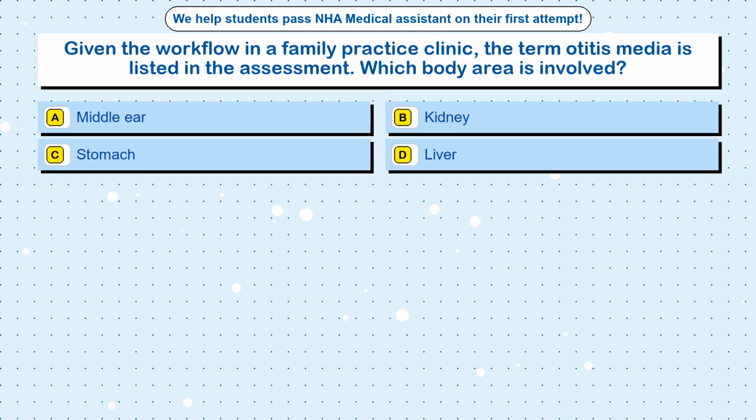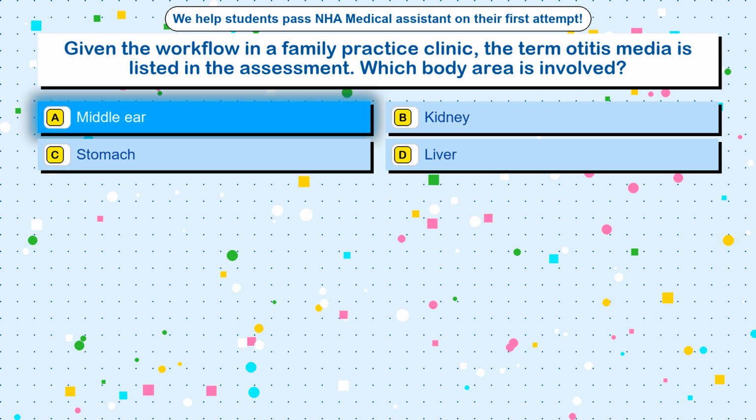Question 24. Given the workflow in a family practice clinic, the term otitis media is listed in the assessment. Which body area is involved? Option A, middle ear. Option B, kidney. Option C, stomach. Option D, liver. The correct answer is option A.